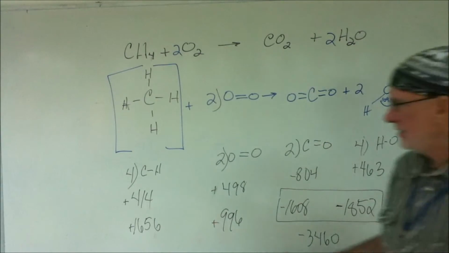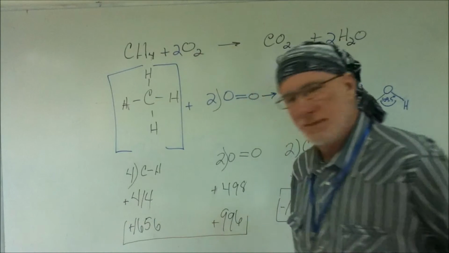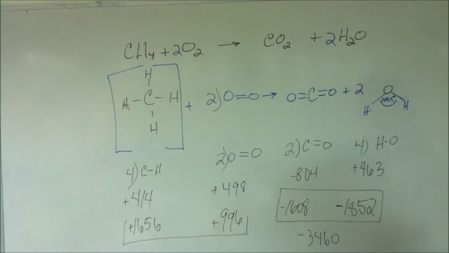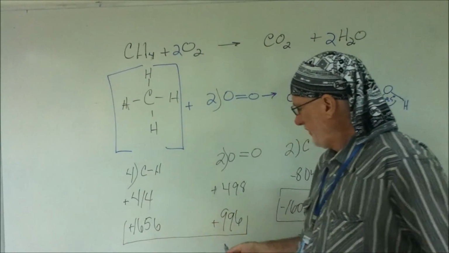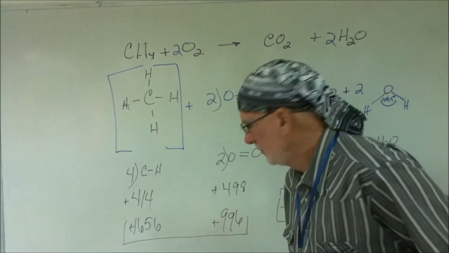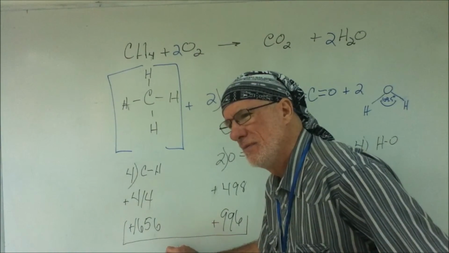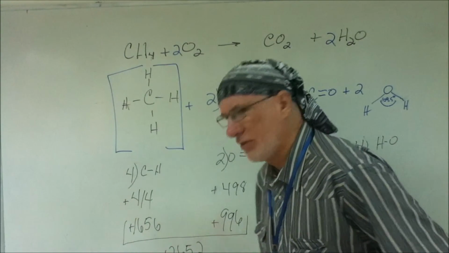Excellent. And then, is this correct? 4 times that, 2 times that. So what do we got? Is the one on the left meant to be the same as the right but positive? No, because it's different bonds, different compounds. So what's this going to be? 1656 plus 996. 2652. And that's going to be endothermic, right?